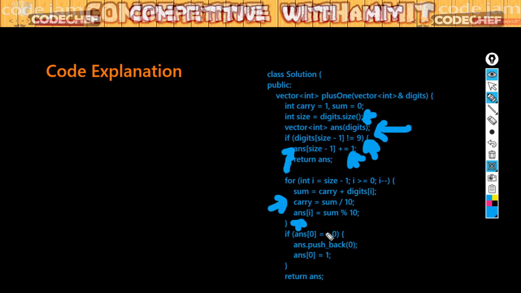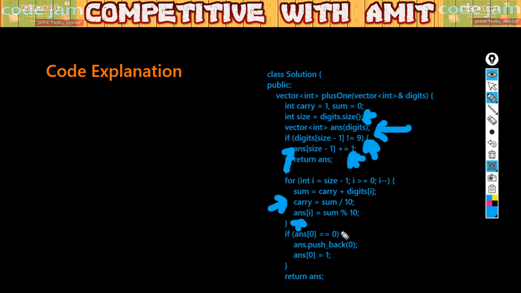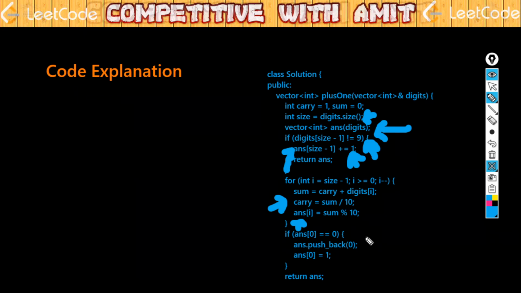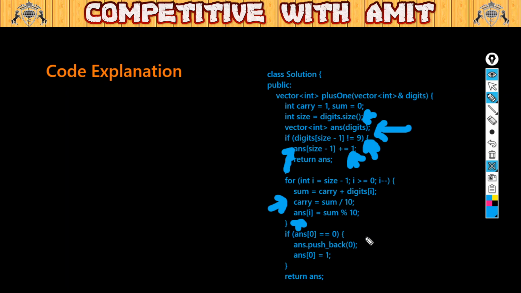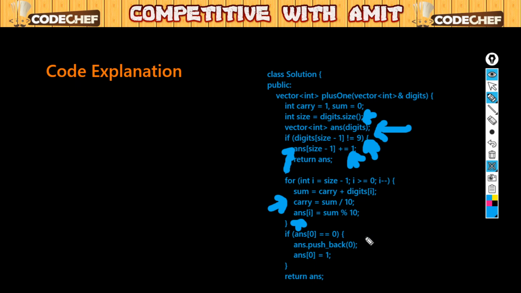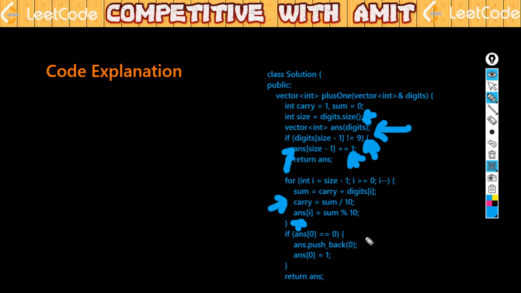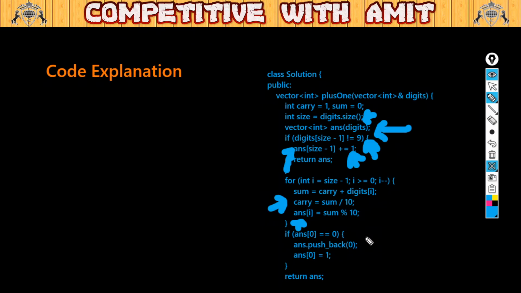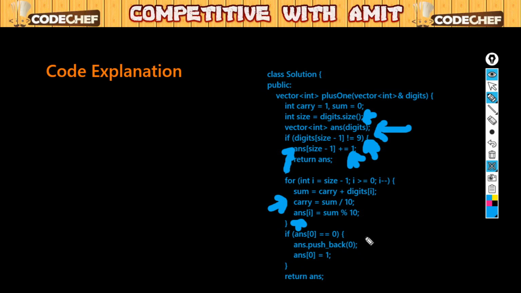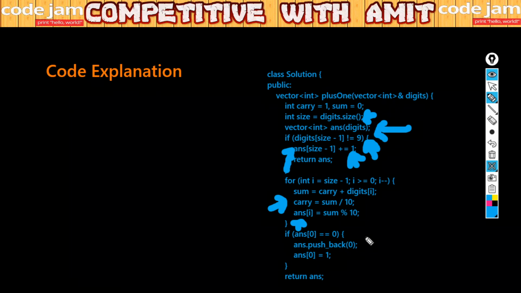After that, we have checked whether the first index is 0 or not. Now why are we doing this? The first index will be 0 only if 1 carry is remaining at the end. So now 1 carry is remaining at the end. What will we do? We will push back the last value as 0. Now this condition is possible only when all the digits are 9s. So we will push back one more value at the last index, which will be 0, and then we will increment the first index, the 0th index, by 1, or we can initialize it with 1 also. So at the end we will return the answer.